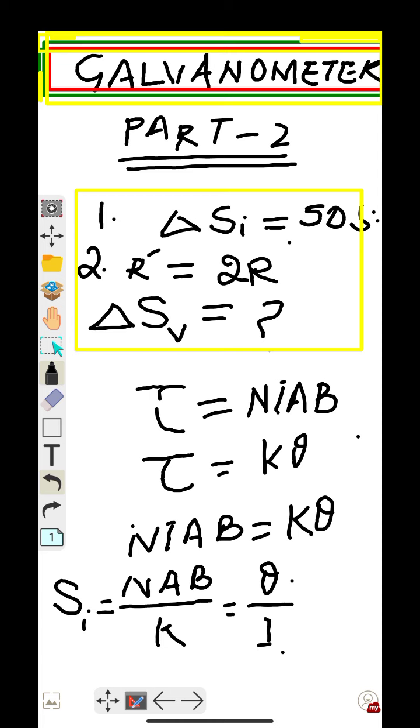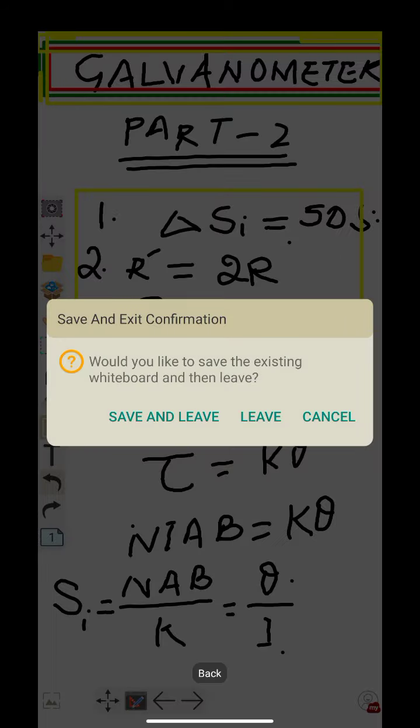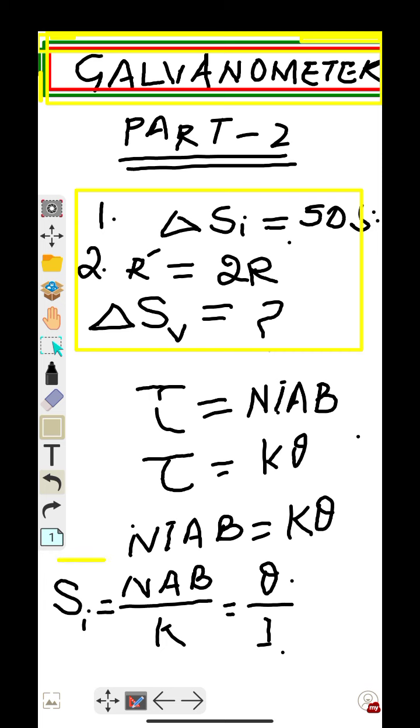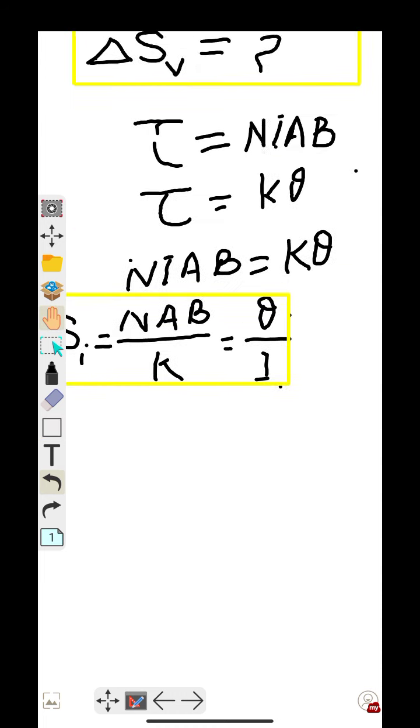So this is what we are going to deal with, the term about which this question is asked. We are going to solve that. So we know that current sensitivity is N A B upon K, which is theta upon I. I'll move on to the next page with this information.